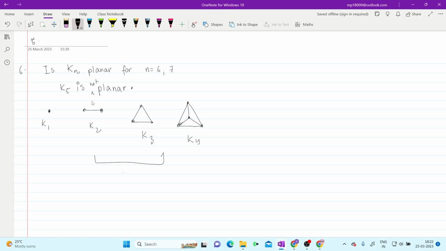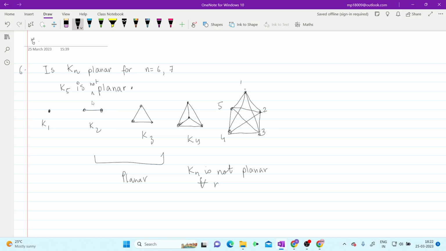All of them are planar. And we know that K5 is not planar. But what about higher n? Are they planar? No. Why? You are right that Kn is not planar, but why is it not planar?